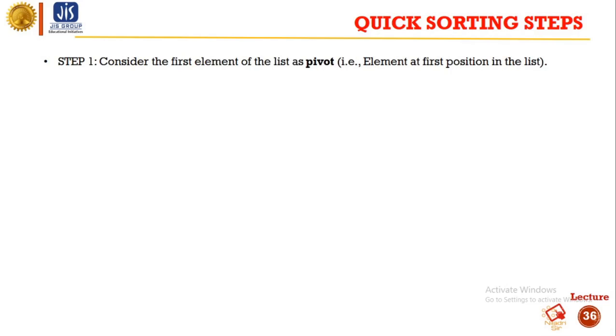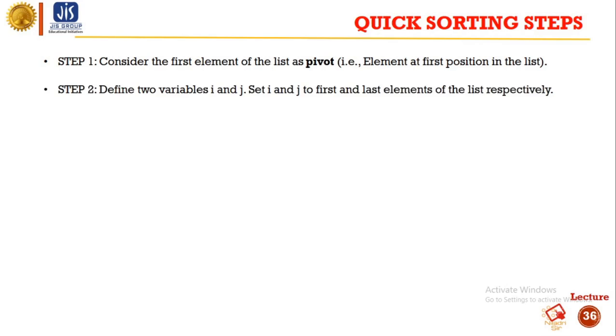In step 1, we will consider the first element of the list as pivot, or we can take the last element as pivot. In our example we have taken the first element as pivot. We can take any one. Here we define two variables i and j. Set i and j to the first and last element of the list respectively. So i will be set to the first element and j will be set to the last element.